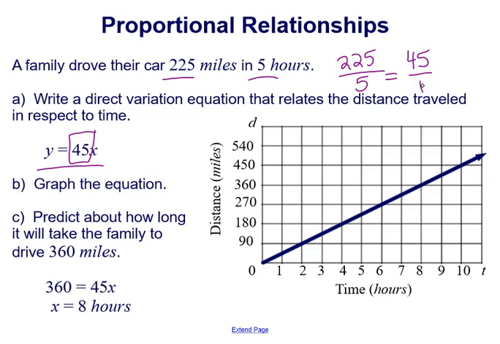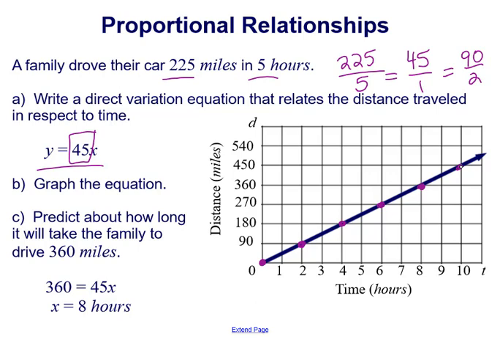So to graph that equation, because it's direct variation, we know we begin at the origin, 0, 0, and then we're using our slope of 45 over 1, but since our y-axis is actually counting by 90s, we're using a slope of 90 over 2. So that would be 2, 90, then 4, 180, then 6, 270, then 8, 360, and so on and so forth.